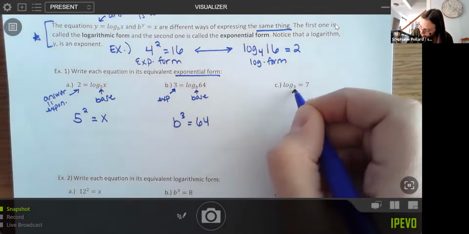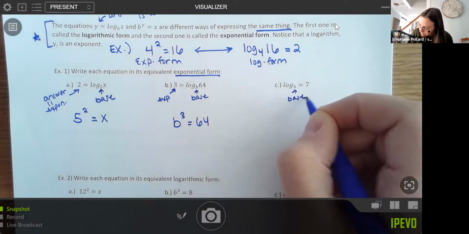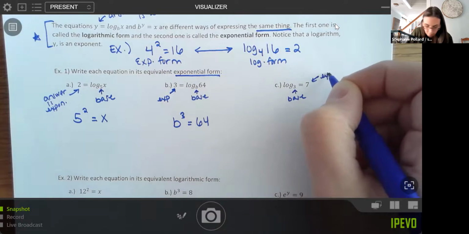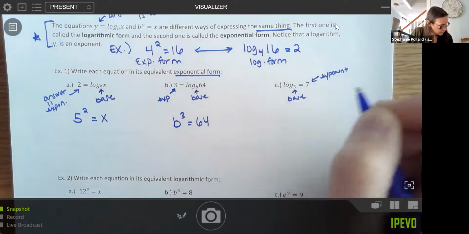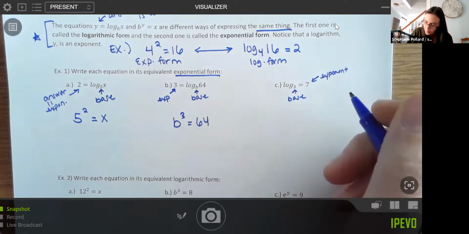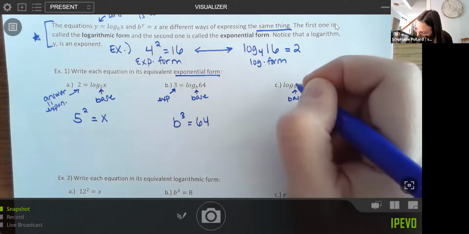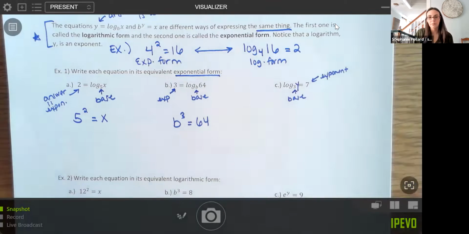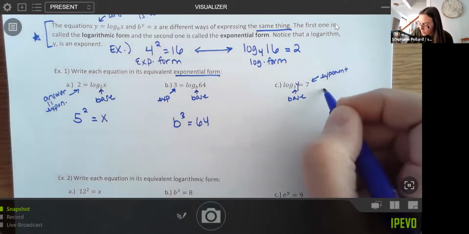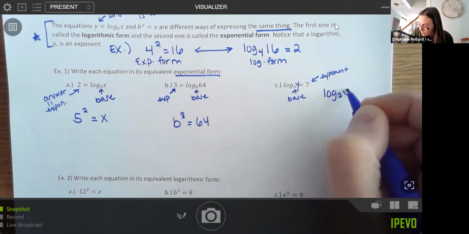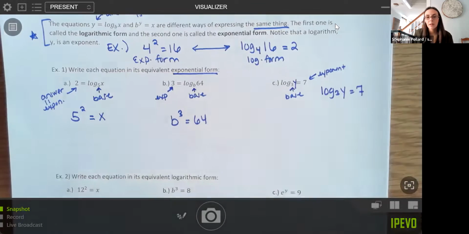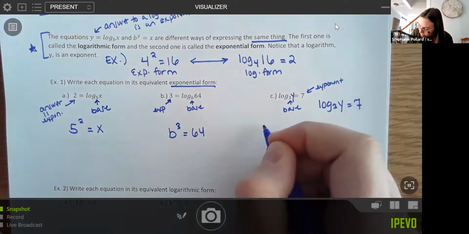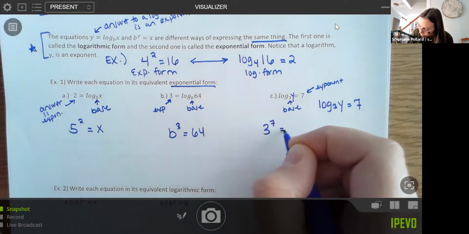Here, our base is 3. And again, our answer is going to be the exponent. Oh, and I'm sorry, I do have a typo here. I'm missing something. So let's put the y in here. So it should be log base 3 of y equals 7 instead. Apologize about that. So there's my base, there's my exponent. So it's going to be 3 to the 7th power is equal to y.